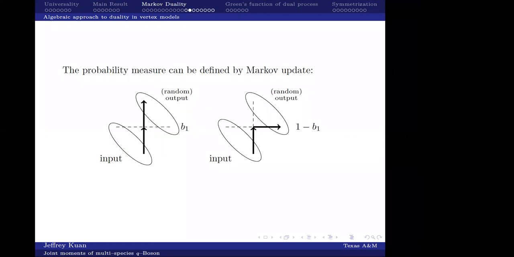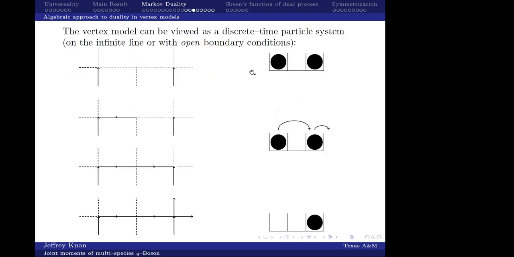So these weights, you can view this as a Markov update. This is your input, and then you have a random output. So this arrow comes in, and it either goes up or to the right with these two probabilities that add up to 1. So this can be viewed as a discrete time particle system.